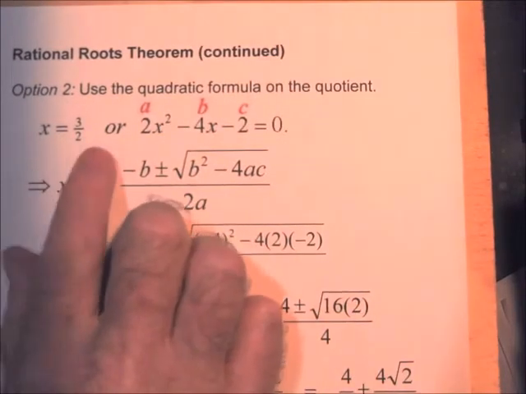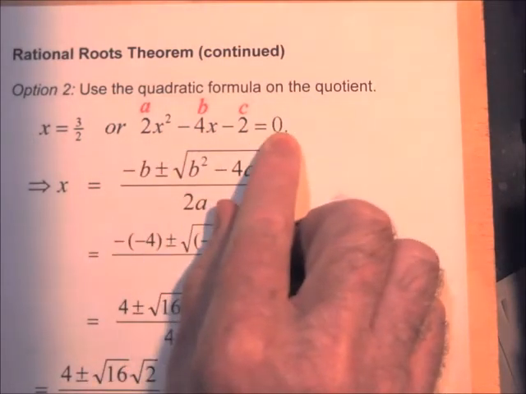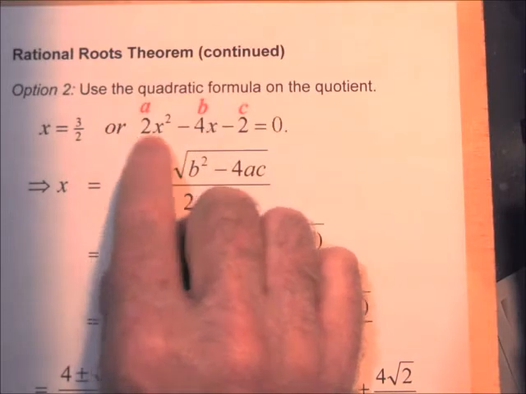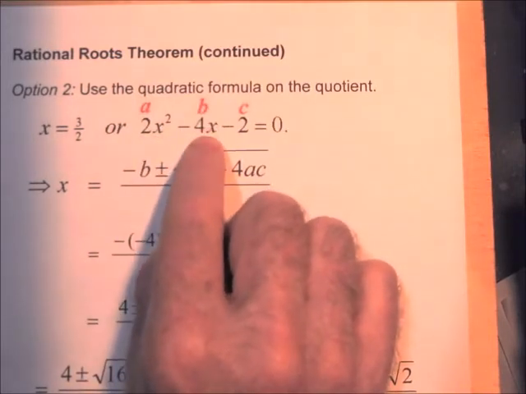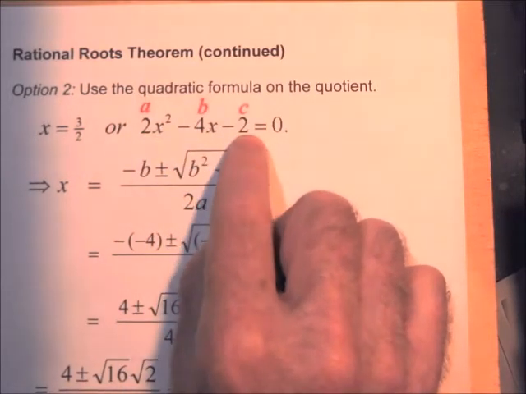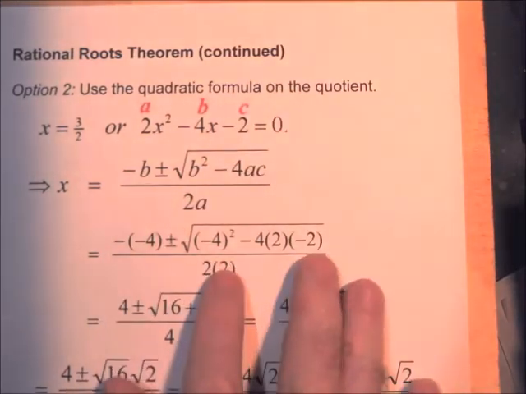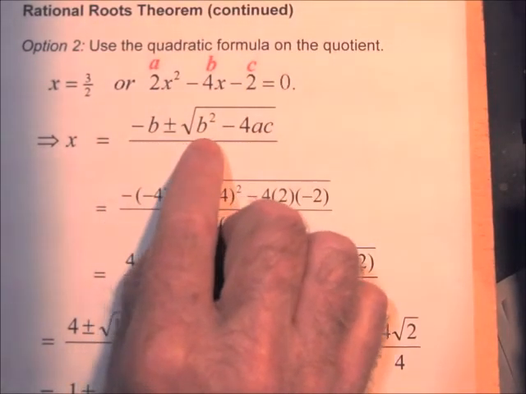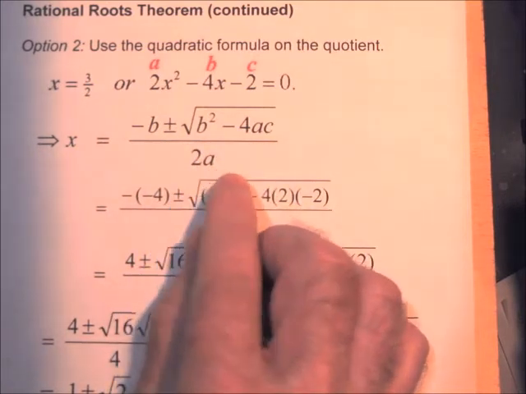So we set 2x squared minus 4x minus 2 equals 0. A is the coefficient of x squared, which is 2. B is the coefficient of x, which is negative 4. C is the number by itself, which is negative 2. Plug into the quadratic formula: x equals negative b plus or minus square root of b squared minus 4ac, over 2a.